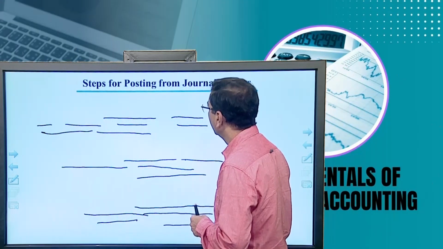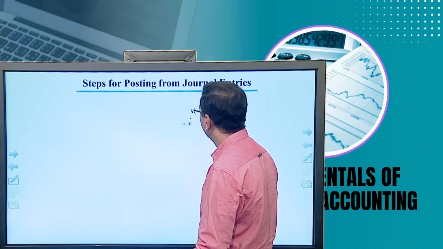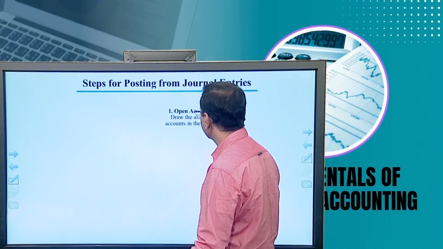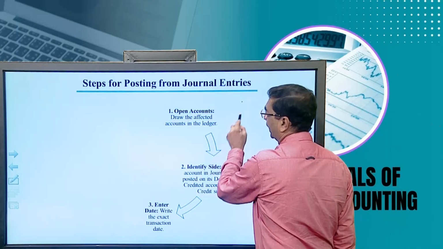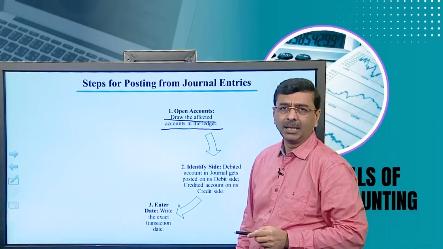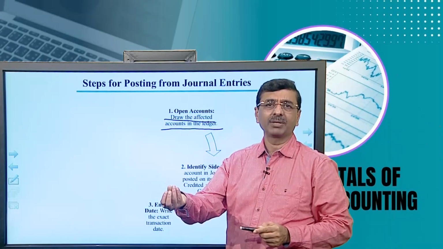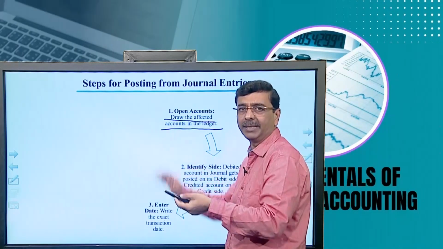Next is steps for posting from journal entries. Now, first is open accounts. Here, open the affected accounts in the ledger. So, ultimately when you have journal entry transactions, you have to identify how many accounts are to be opened in the ledger book.